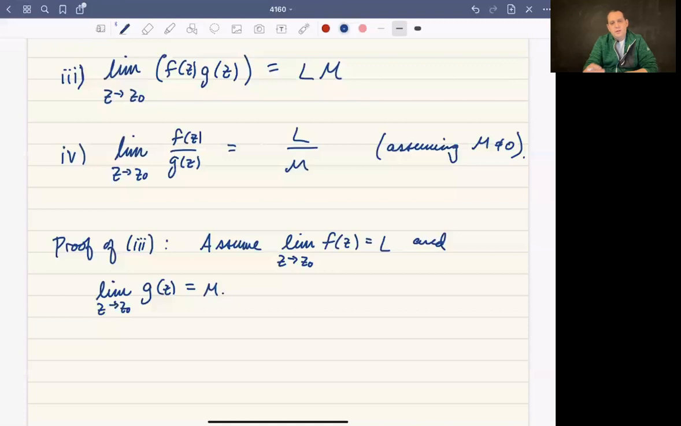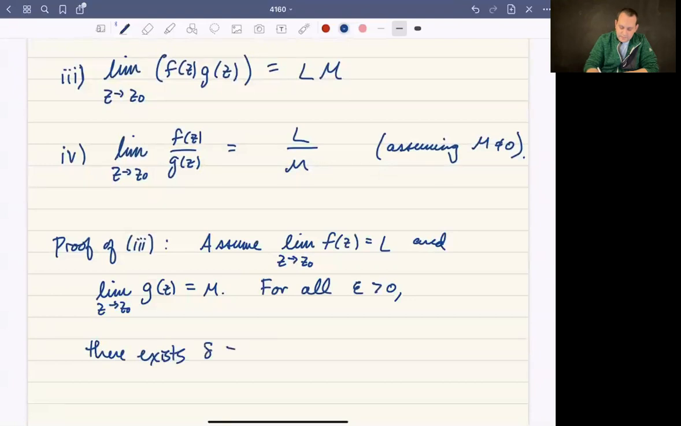And then I want you to think about, what does that mean in terms of epsilons and deltas? Well, that means that for all epsilon, there exists a value delta. So for all epsilon, there exists a delta, so that no matter what epsilon we pick, if z minus z naught is less than delta, then f of z minus our limit is less than epsilon.